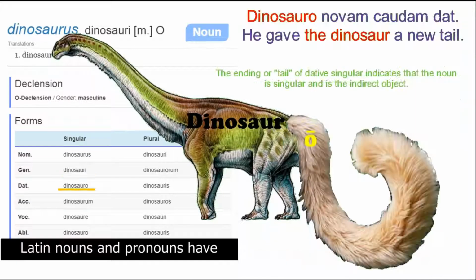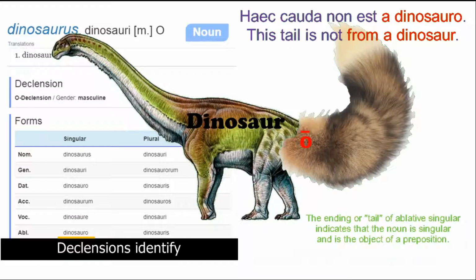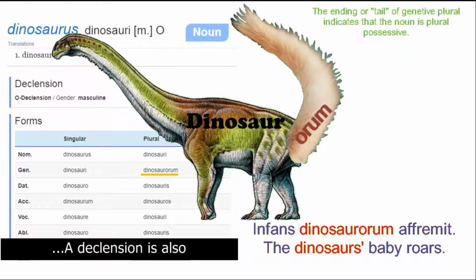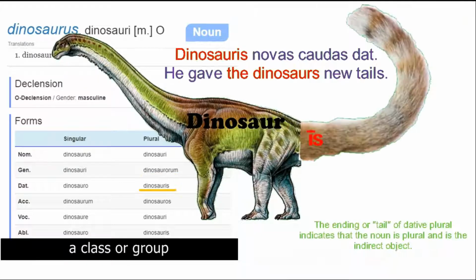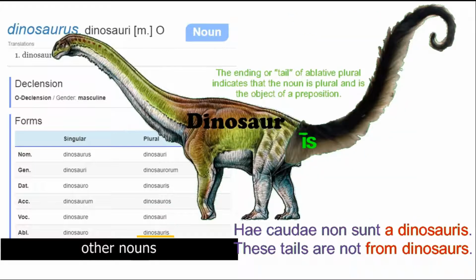Latin nouns and pronouns have different endings, declensions. Declensions identify grammatical case, number, and gender. A declension is also a class or group to which a noun belongs based on its ending similarity to the endings of other nouns in that class.